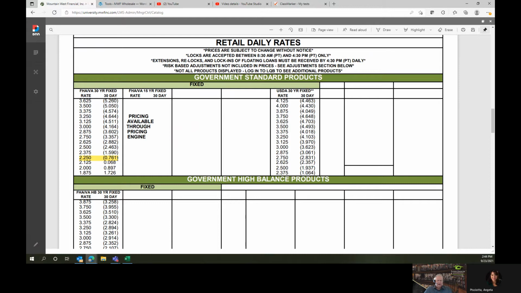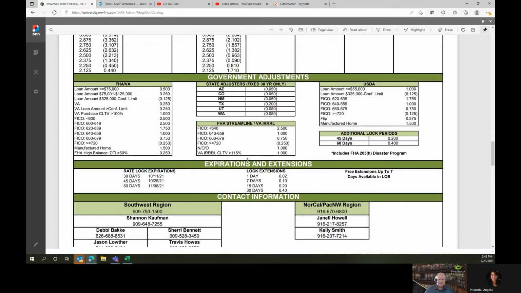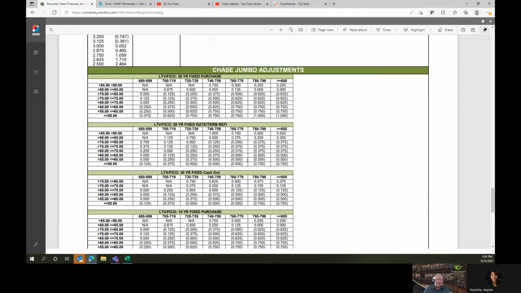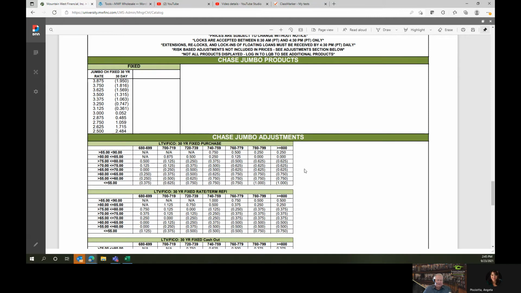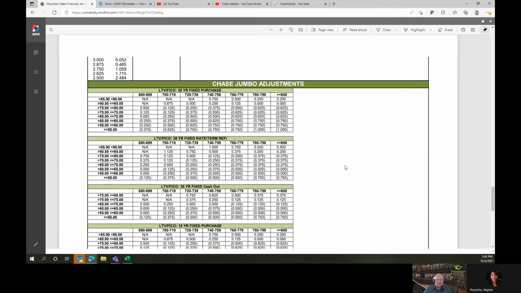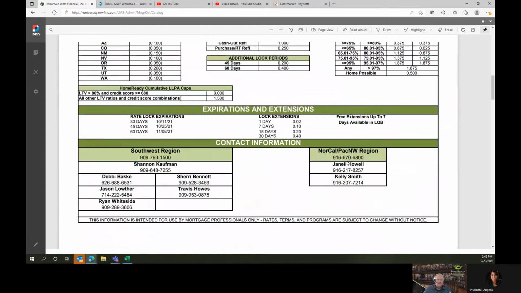We're going to do a conventional example using the same scenario. So that's the government one, and we're going to now go look at the conventional price sheet, which should be right below here. Perfect. You can see the pricing grid in the upper left. This is the jumbo one. Let's not use this one. Let's see if we have the conventional one. We're not going to do any jumbo examples today.